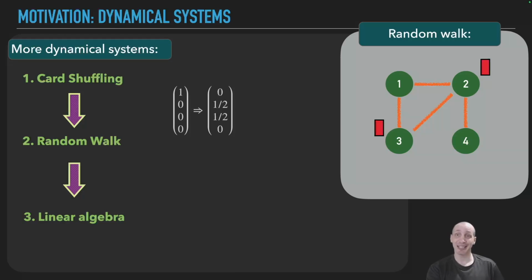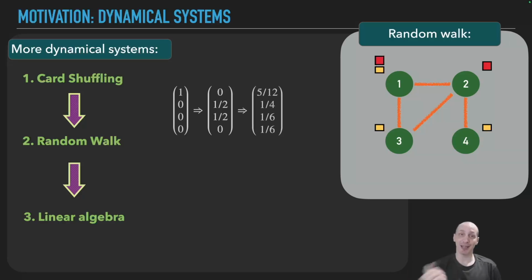And now we can do it again and again and again. So for example, if you are in the third vertex, we have two options. So we split the population into two. If you are in the second vertex, there are three options. So we split the population into three. And then from the third vertex, half goes to 1 and half goes to 2. And from the second vertex, a third goes to 1, a third goes to 3, and a third goes to 4. And again, if you check how much of the population is in each vertex, you will get this nice vector of 5/12, 1/4, 1/6, and 1/6.